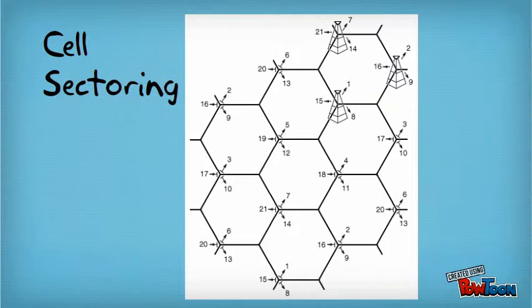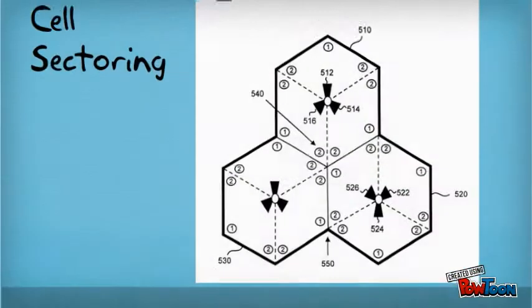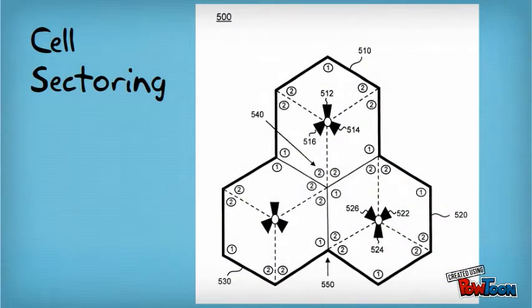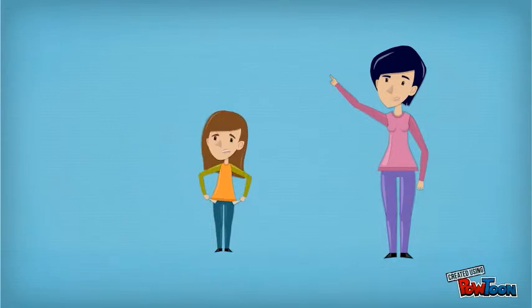Where 3 directional antennas are used, 120-degree sectoring is achieved. Each antenna covers 120 degrees. And when 6 directional antennas are used, 60-degree sectoring is achieved. Each antenna covers 60 degrees. So that is the frequency reuse technique, which is used to increase system capacity and coverage area.